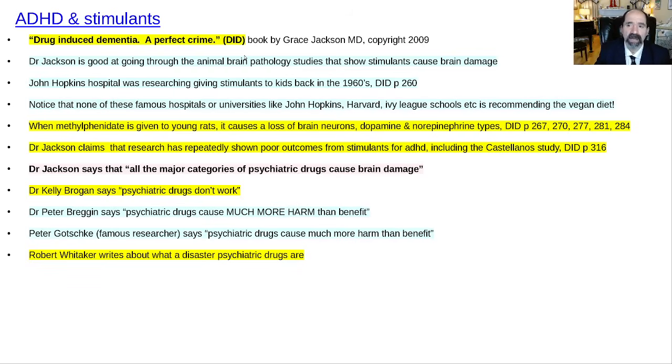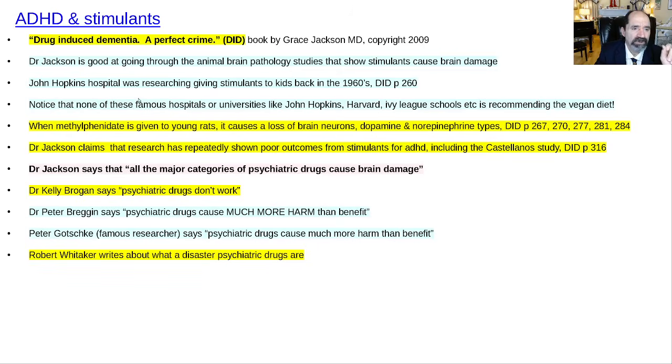And then what happens? Psychiatry is weird. It always tries to blame the person's cognitive impairment on their intrinsic disease. Oh, they're cognitively slow because they're depressed. Cognitively slow because they're bipolar. No, they're cognitively slow because they've been poisoned with these drugs, and the age-matched, demographic-matched controls of the same age have better function that didn't get drugged. Dr. Jackson is good at going through the animal pathology studies showing stimulants cause brain damage and other types of psychiatric drugs cause brain damage.